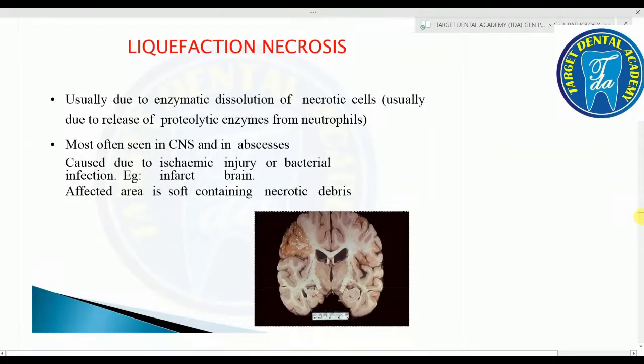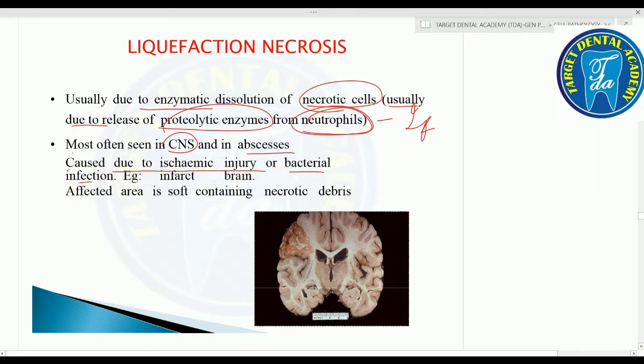Next is liquefactive necrosis. It is usually due to enzymatic dissolution of the necrotic cell, usually due to the release of proteolytic enzymes from the neutrophils. Important: most often seen in the CNS and in abscess. It is caused due to ischemic injury or bacterial infection, example the infarcted brain. The affected area is soft, containing necrotic debris.